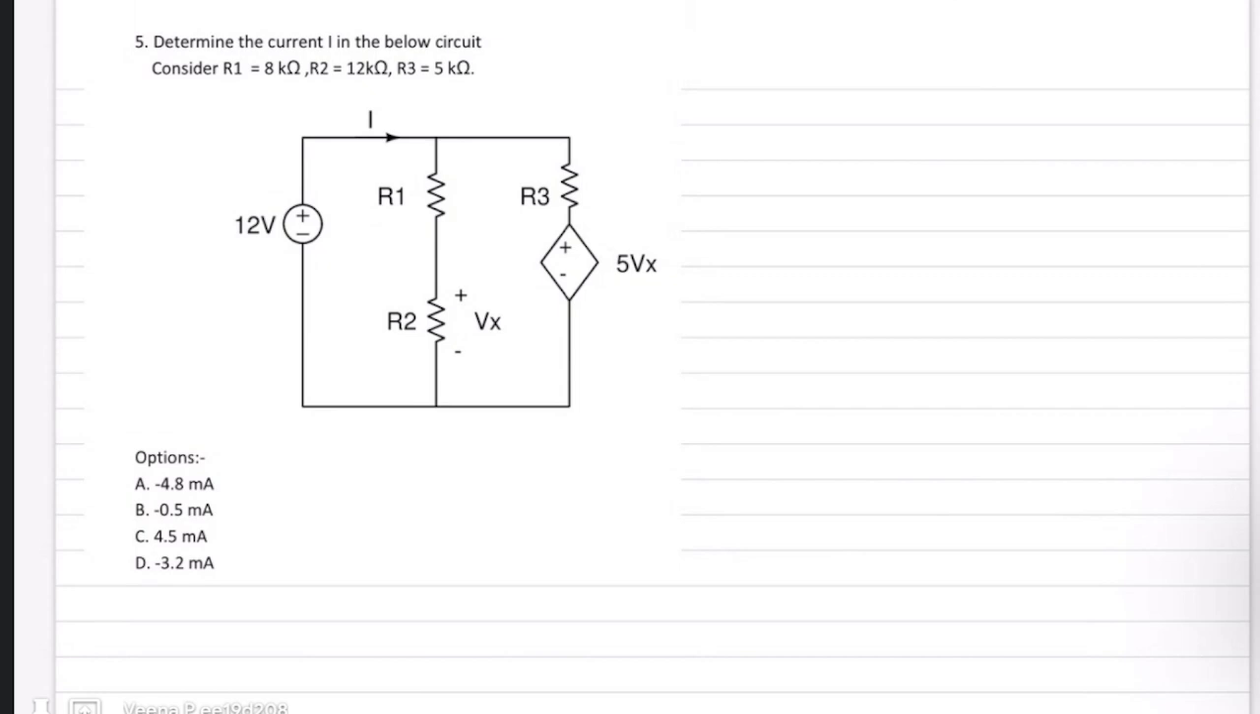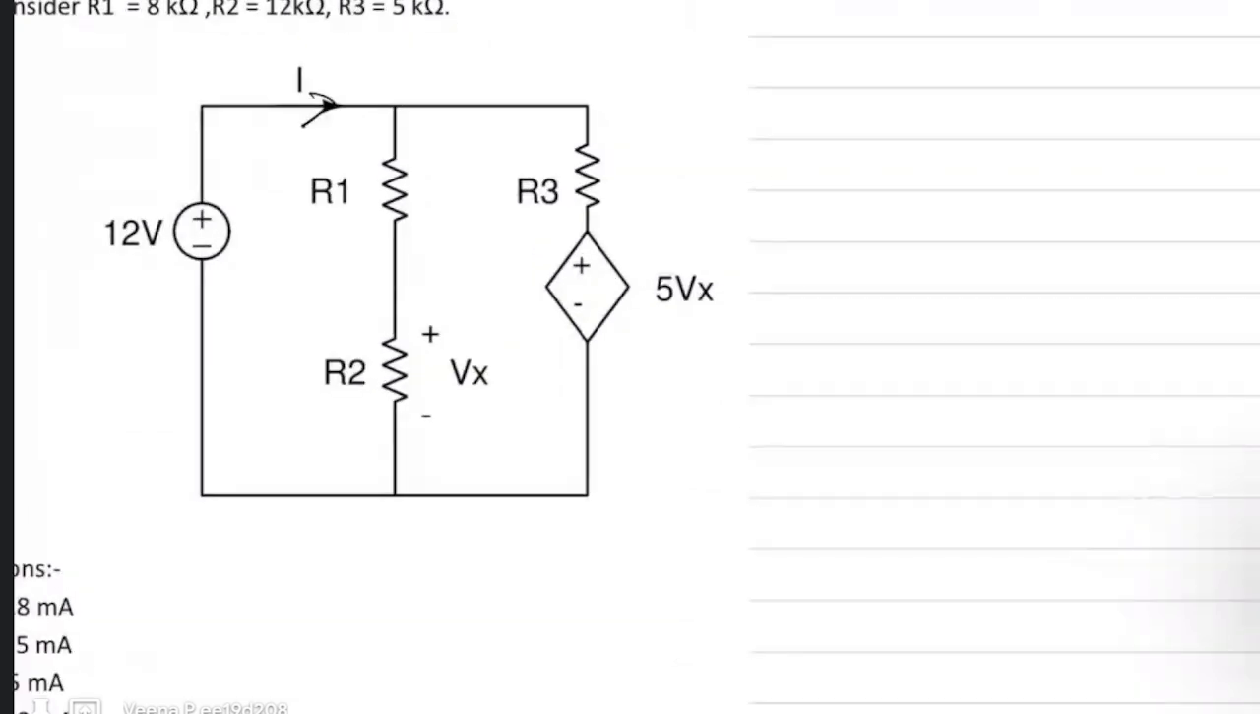Okay. So I hope everyone has gone through the question. Determine the current I in the below circuit. Consider R1 equal to 8 kilo ohms, R2 12 kilo ohms, and R3 5 kilo ohms. So you are asked to find this current I. Now you have a dependent voltage source in the circuit, which is a voltage controlled voltage source because its value depends upon another voltage in the circuit.